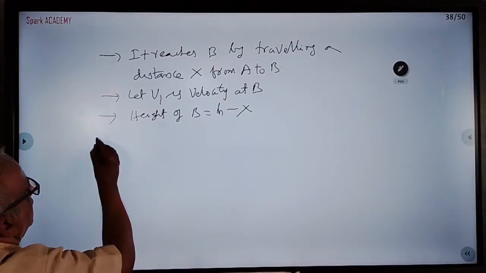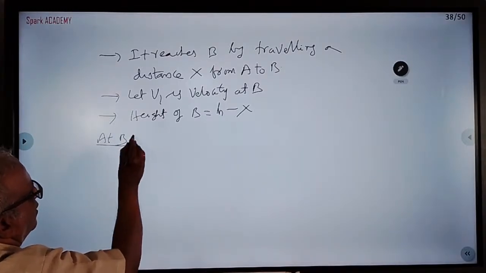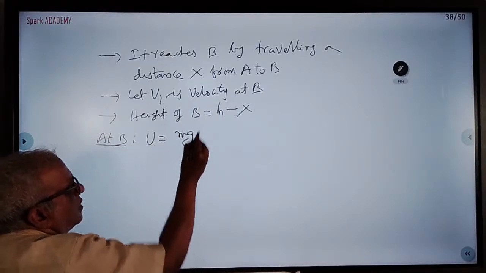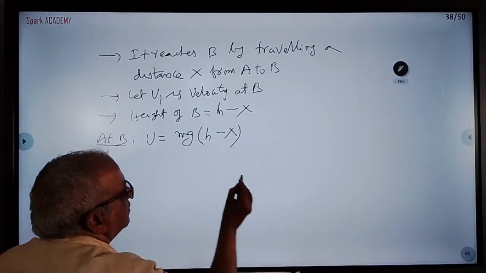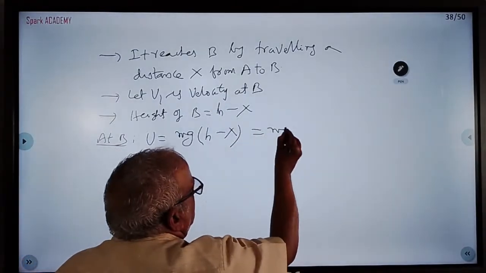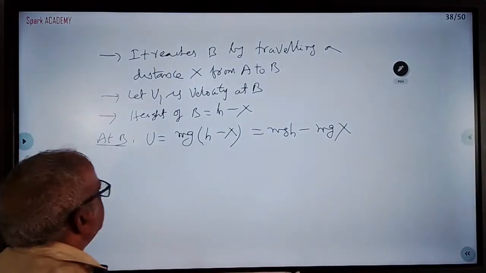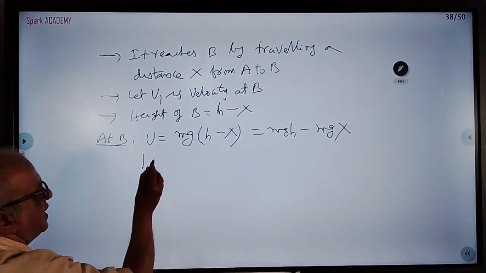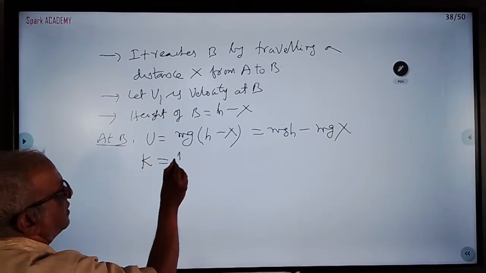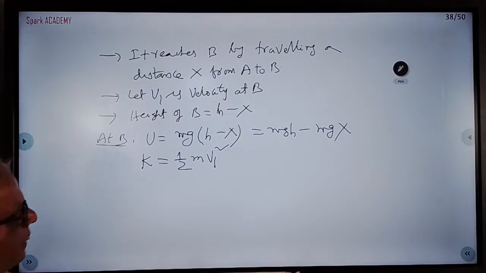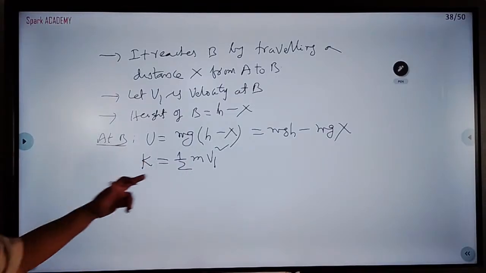Therefore, at B, potential energy is mg into h minus x, which is equal to mgh minus mgx. Kinetic energy K is given by the formula half m v1 square. If I add it, I could get mgh at B.